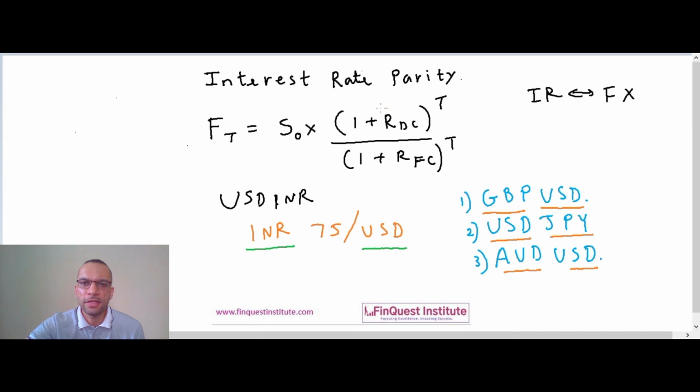So you see, this is an easy equation to solve. Only once we figure out which is the appropriate domestic and foreign currency, it's a straightforward equation which will help us estimate the expected FX rate at a certain time in the future.